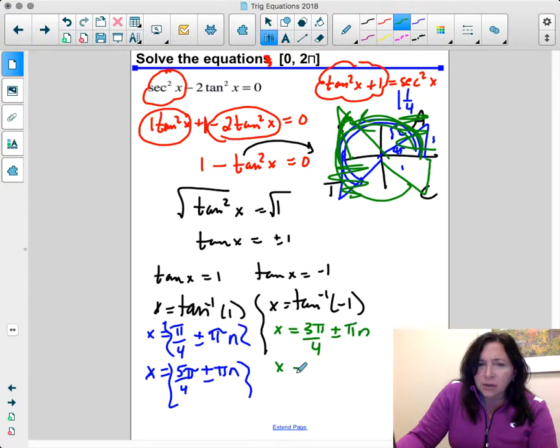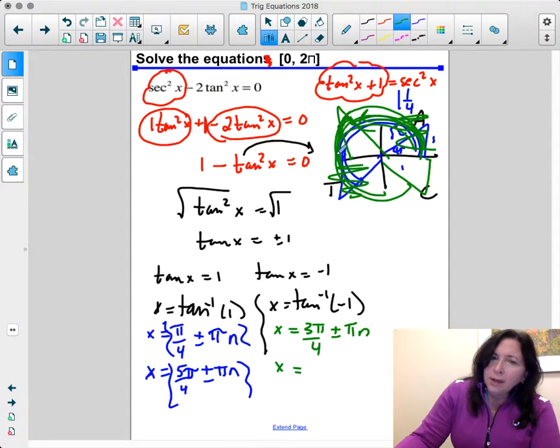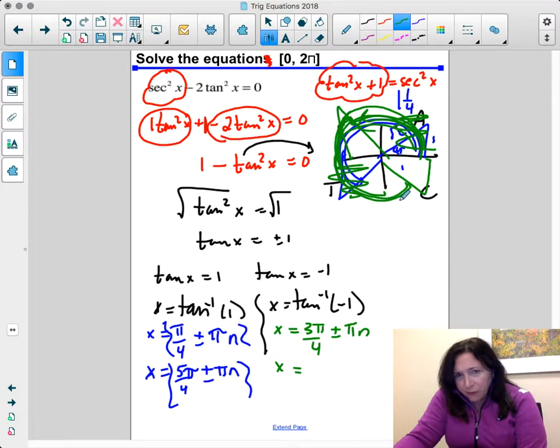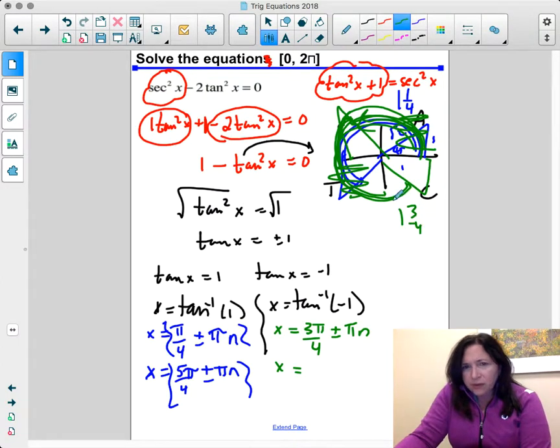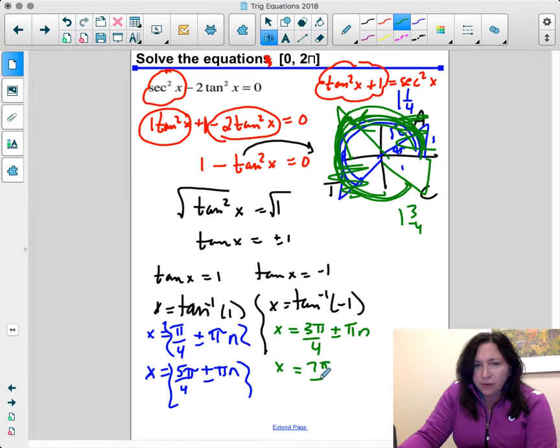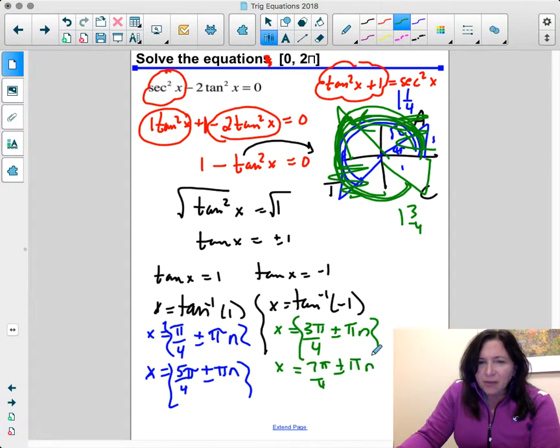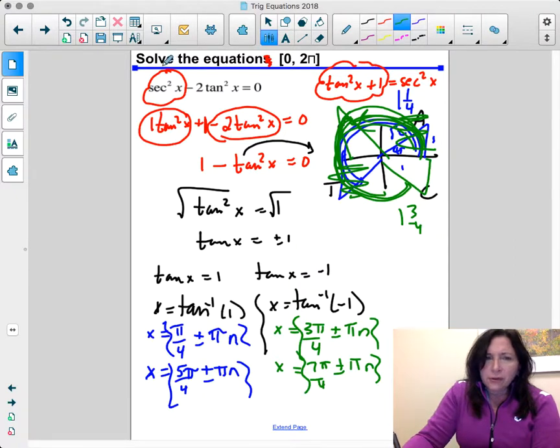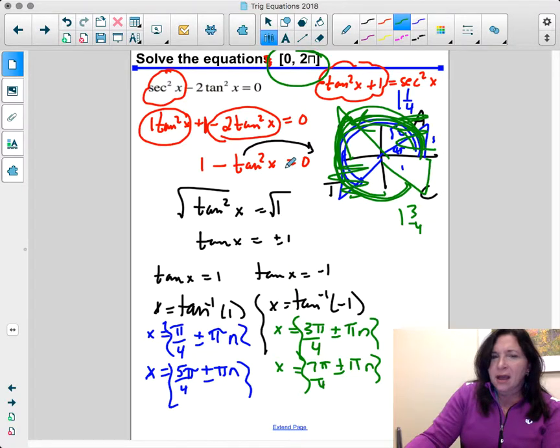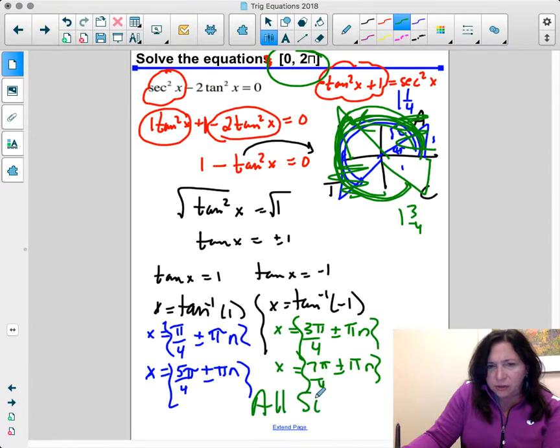And then also x equals all the way over here. So that's 1 and 3/4. So 1 and 3/4 is 7/4. So 7 pi over 4 plus or minus pi n. So I just realized something, that I was solving for all solutions. So instead of solving from 0 to 2 pi, this right here is me solving for all solutions.